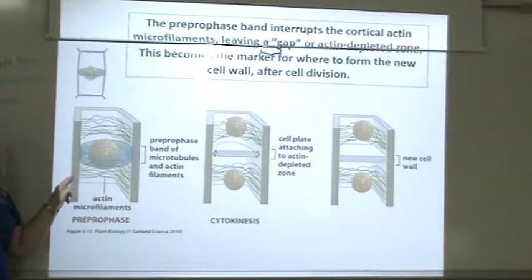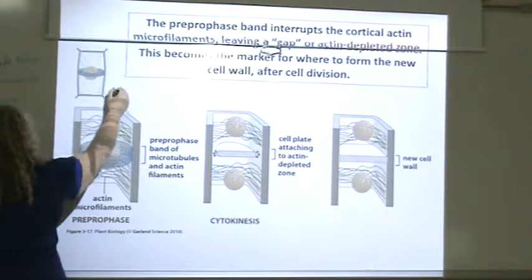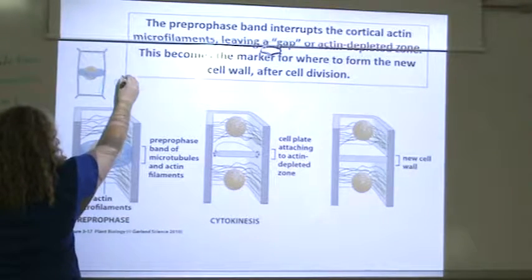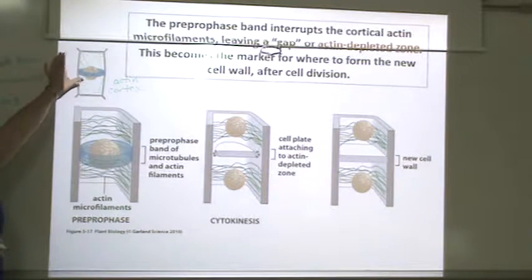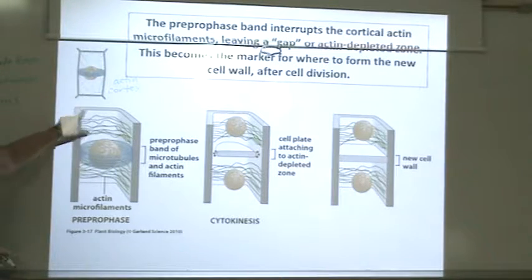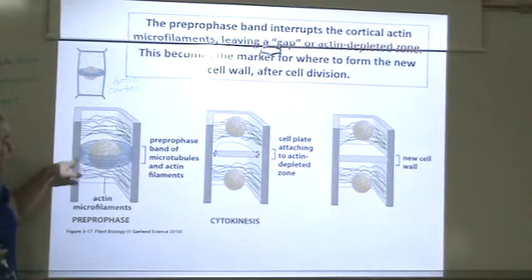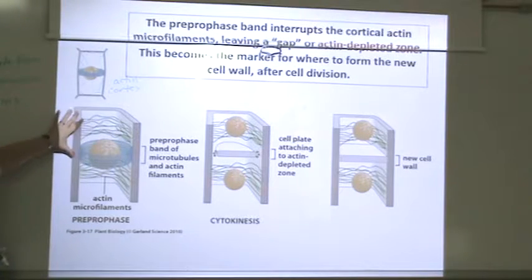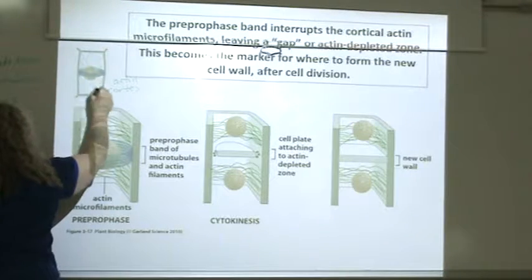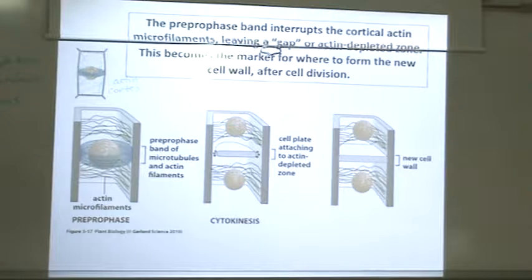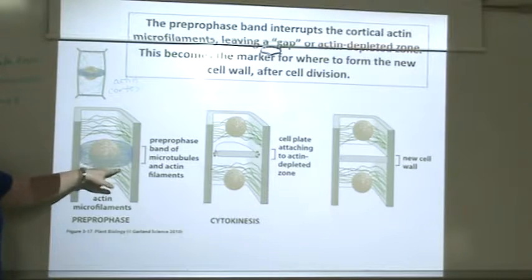And in animal cells, that actin cortex, also called the cortex of the cell, is providing support to hold out the plasma membrane so that the cell doesn't collapse. And plants have that too, and that's what these green ribbons are showing here, the actin cortex. Most of the time, the actin cortex is all over the cell, right under the plasma membrane, on the other side of the membrane from the cell wall.